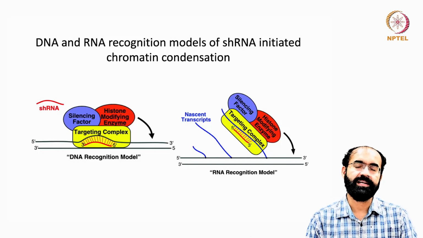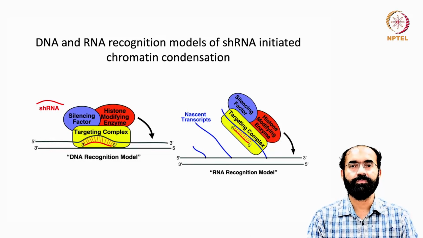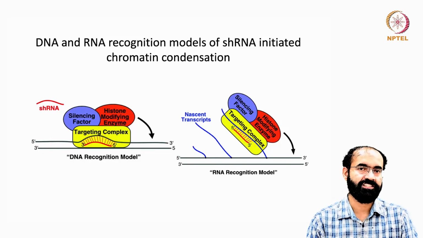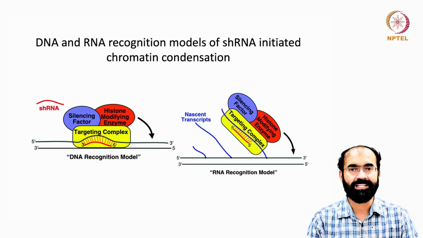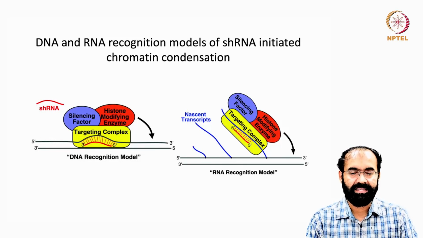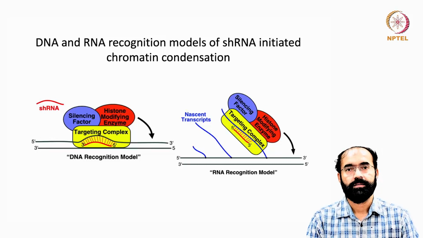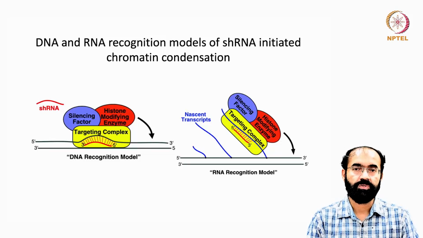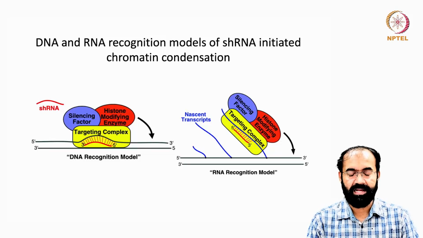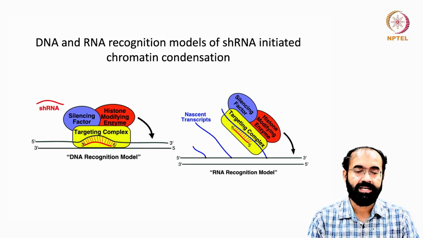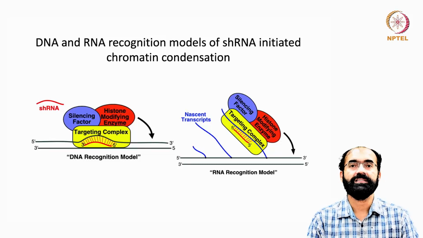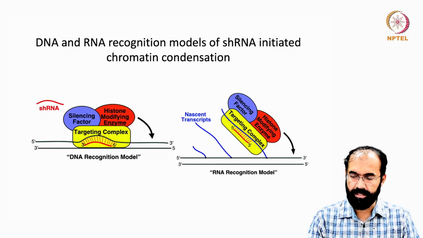Whereas in the RNA recognition model, this gene has to be expressed, just like Xist has to be expressed. This gene has to be expressed for a while, and then this will be triggered by the shRNA binding, and it will lead to silencing through the silencing complex as it happens. So one is acting onto the DNA, the other is acting onto the RNA. So this is the only difference. Otherwise, it remains more or less the same.